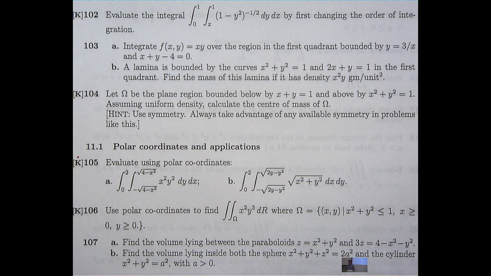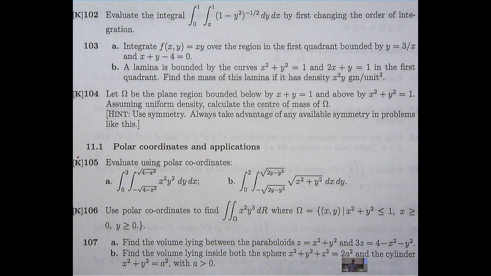Oh yeah, I watched my own video. And I wasn't real happy. I didn't think I nailed that particular question. And the rest of the tutorial will be on polar coordinates and application. So we'll do some of the harder sort of visualization type problems from section 11.1.